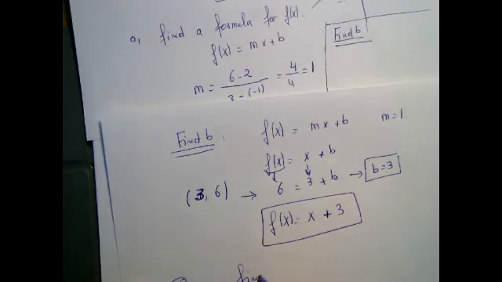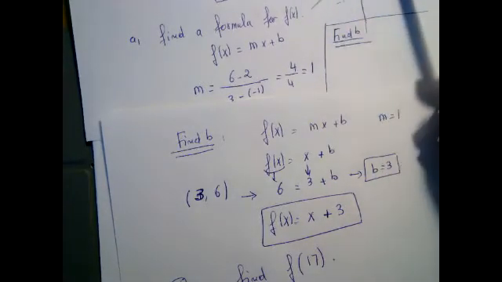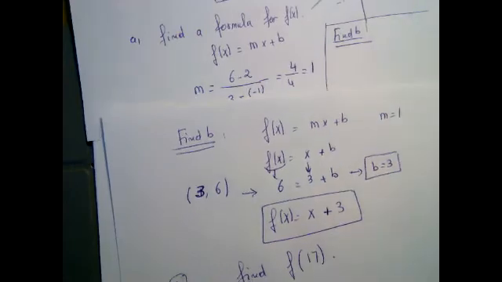Find f of whatever, pick any number. Find f of 17. Is this an easy or a hard question? I have the function is linear. I have 2 points on it. I'll tell you, find f of 17.